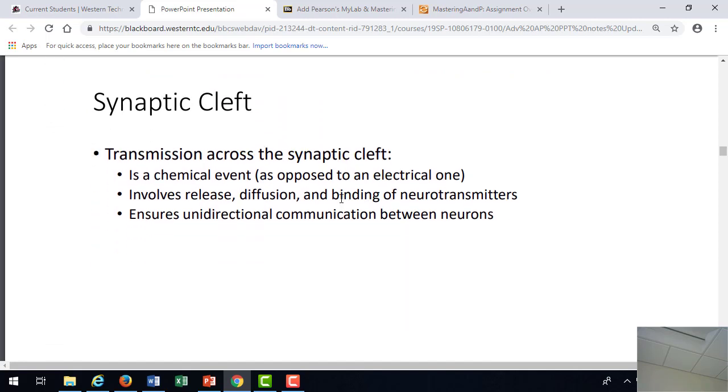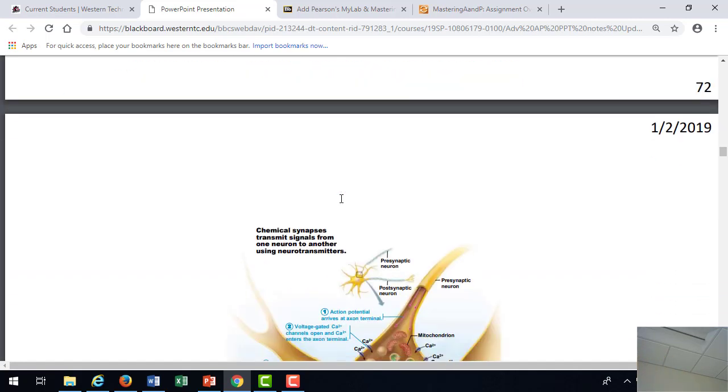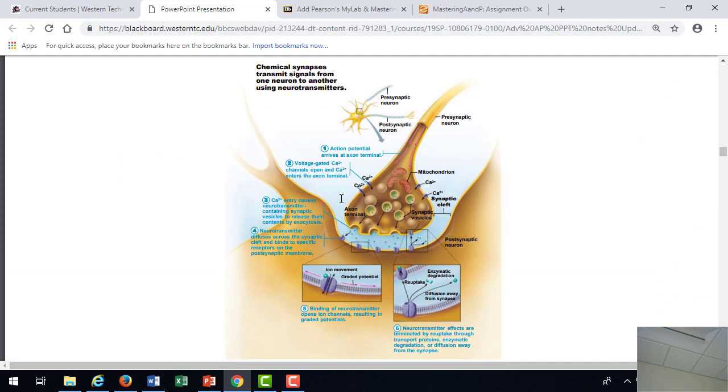And the space between the pre and postsynaptic neuron is called the synaptic cleft. So it's just a space, and things diffuse from high to low concentration. So it diffuses from the pre to the post and binds to those receptors. So here we just see it diffusing across, binding to the receptor.